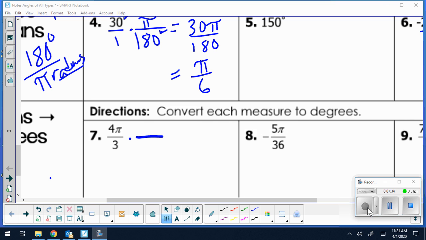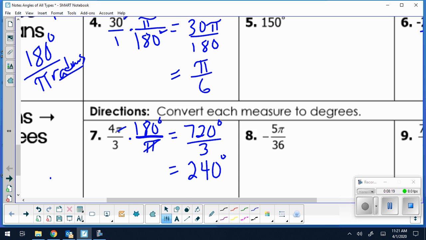Since I want the pi to cancel, the pi is going to go in the denominator, which means that the 180 degrees is going to go in the numerator. And then the pi's will cancel. And then I'm going to do 4 times 180 and then divided by 3. I don't care how you go about doing that simplification. If you want to go ahead and multiply across the top, over 3, and then do your division. And so I get 240 degrees.